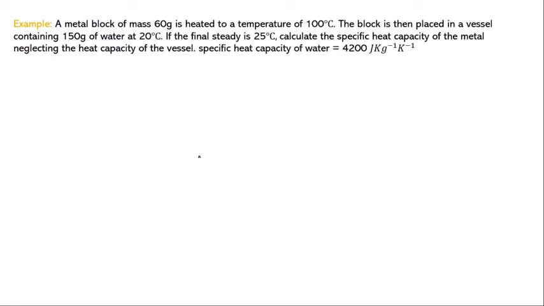heated to a temperature of 100 degrees Celsius. The block is then placed in a vessel containing 150 grams of water at 20 degrees Celsius. Now, if the final steady temperature is 25 degrees Celsius, we have to calculate the specific heat capacity of the metal, neglecting the heat capacity of the vessel, given that the specific heat capacity of water is 4,200 joules per kilogram per Kelvin. So let's go ahead and look at what are the parameters that we have for this particular example. So let's write down our solution.